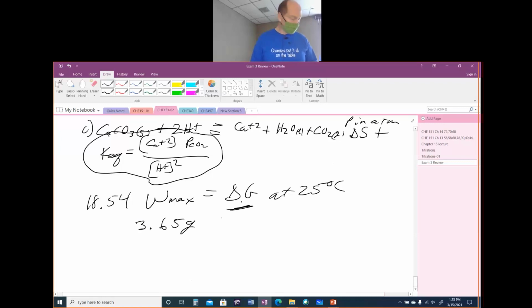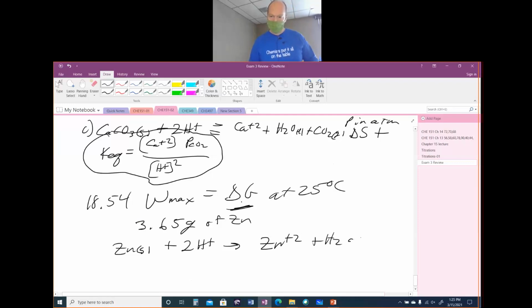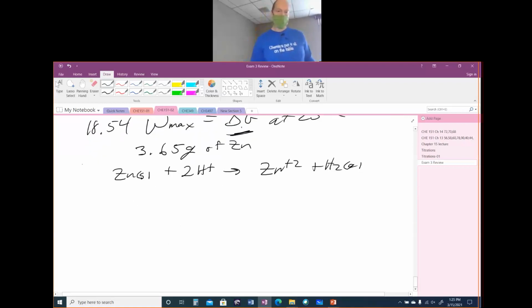3.65 grams of zinc from the reaction of zinc solid plus 2H+ yields Zn2+ plus H2 gas. And so we find our table of delta G's. We're at 25 degrees Celsius, so we can do it that way.